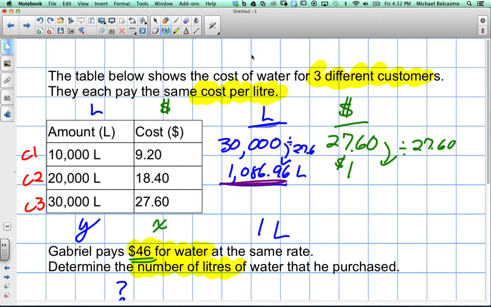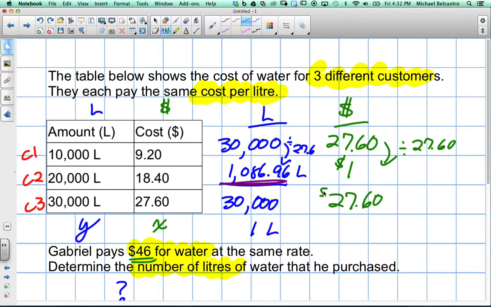this works. So we'll take the exact same customer, and remember they had 30,000 liters. Well, we want to reduce this to 1 liter. The amount they paid was $27.60. Okay, so in order to reduce 30,000 to 1, we know we have to divide by that number, just like we did with 27.6. So we're going to divide by 30,000. 30,000 divided by 30,000 is 1. We also need to divide 27.60 by 30,000.